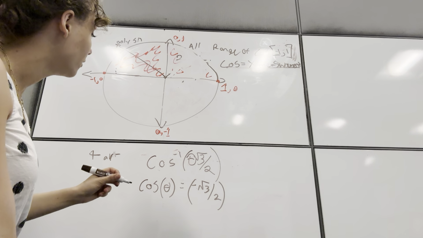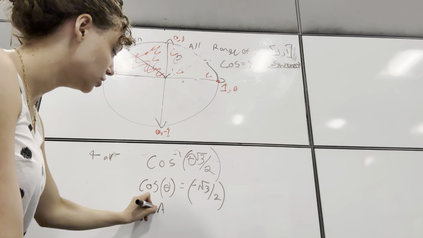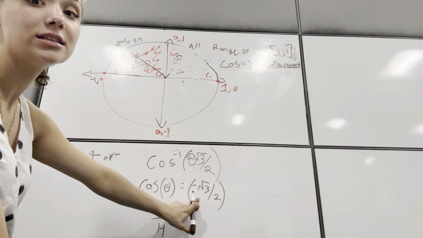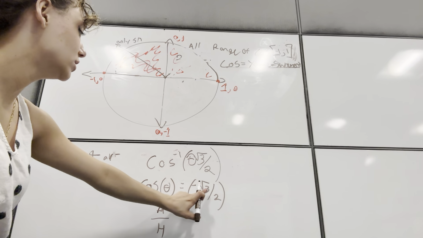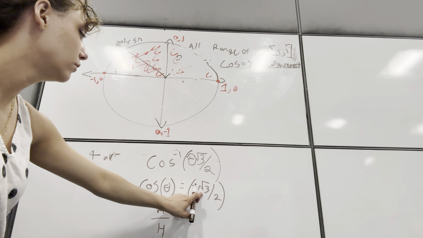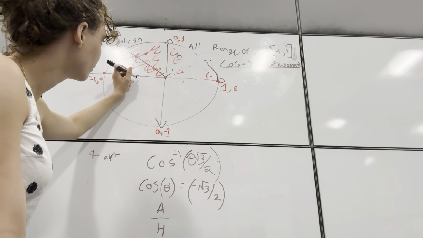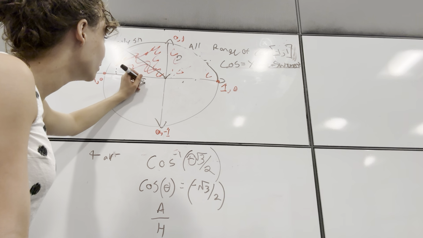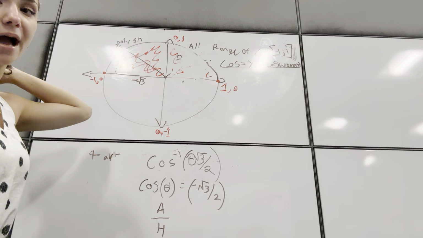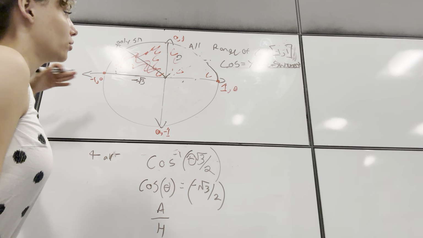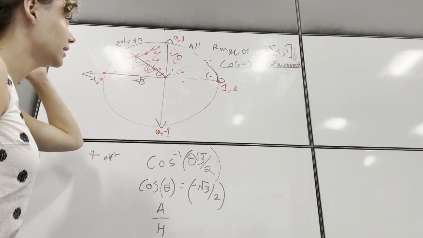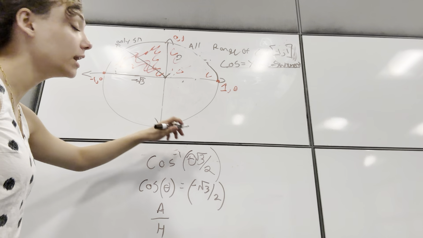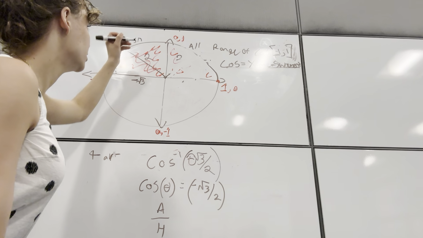Now cosine, again, is the adjacent over hypotenuse. So our adjacent measurement is going to be negative radical 3. The reason this is negative is because it's going backwards. We like things to go left to right, and in this case it's going right to left, so it has to be negative. And the hypotenuse is going to be 2, and the hypotenuse is always positive.